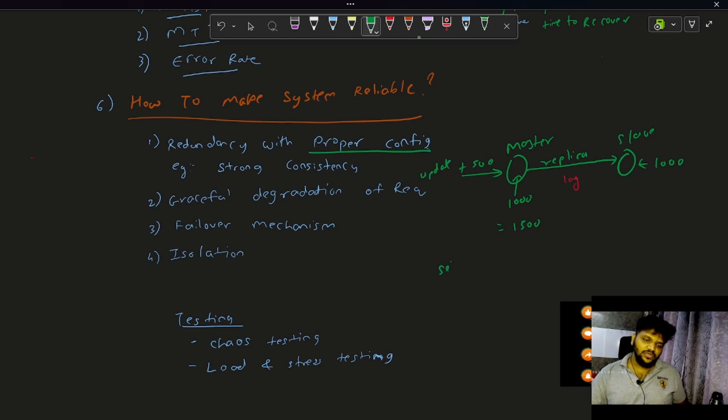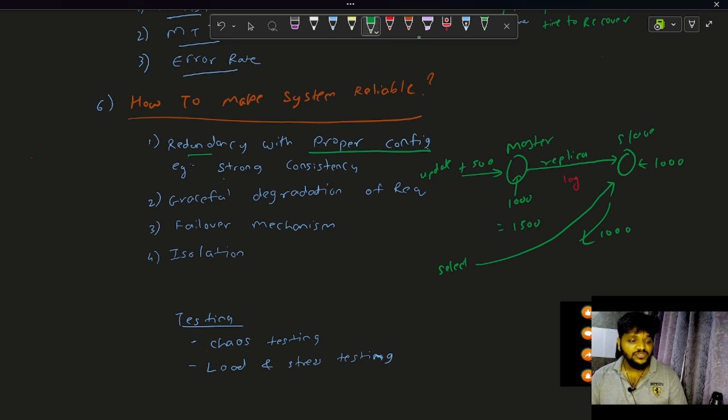Now let's say you are doing a select. And because this is a read, let's say it is going to here. And in the response you are getting 1000. Now are you going to call it a reliable system? No, it is not reliable. It is an available system. You are getting a response, but it is not a reliable system. So despite having redundancy, that's the reason I said with the proper config.